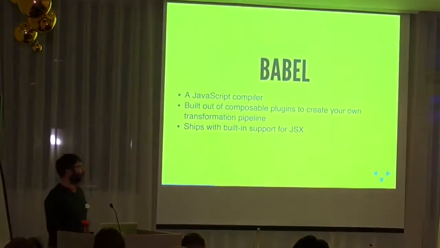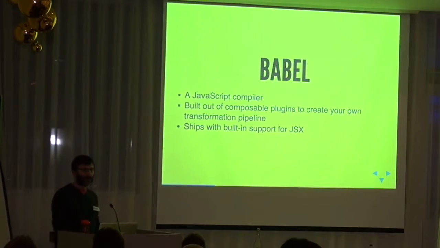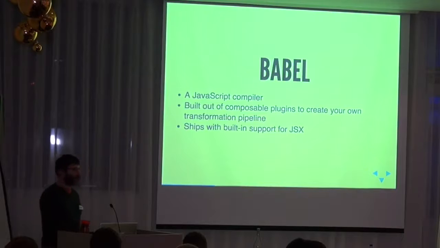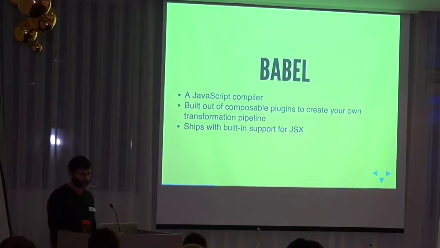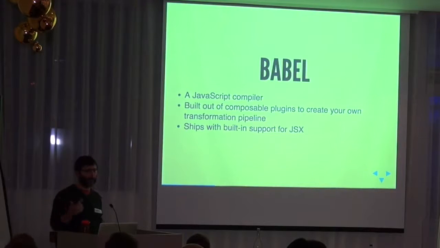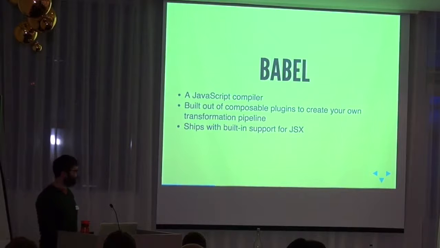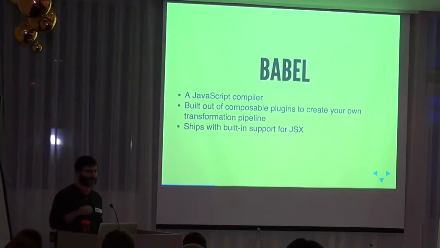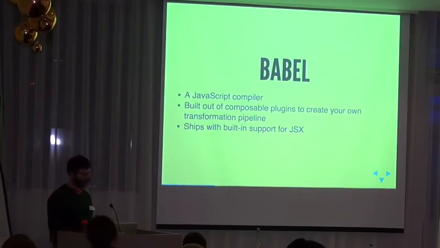So Babel, previously known as 6to5, if any of you used it in the past, is now at version 6. It's a powerful and extensible JavaScript compiler built out of plugins. And you can compose your own transformation pipeline using existing plugins or writing your own. And plugins are conveniently grouped and handled using presets. So you can have a preset for React, for instance, or for ES6, taking care of all the corresponding transforms, for instance for arrow functions, by grouping the corresponding plugins that do specifically that transformation.